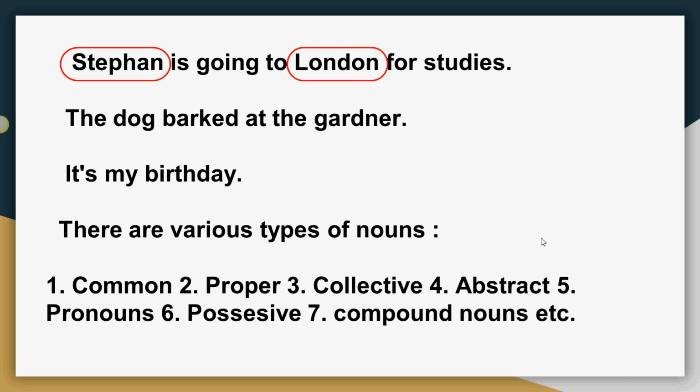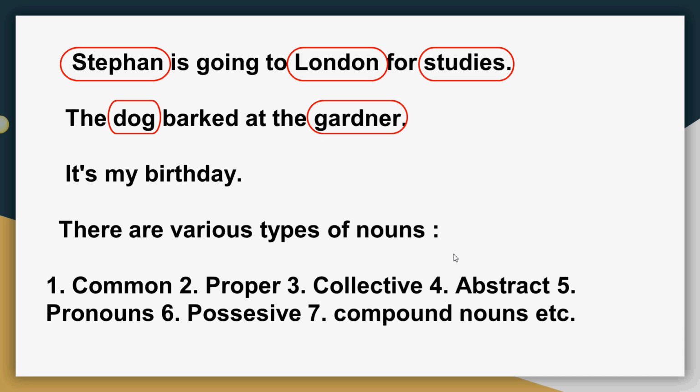Stephen, London, studies. These are 3 nouns in this sentence. Right? These are quite easy to identify in any sentence. Okay? Look at the second sentence. The dog barked at the gardener. The nouns here are dog and gardener.